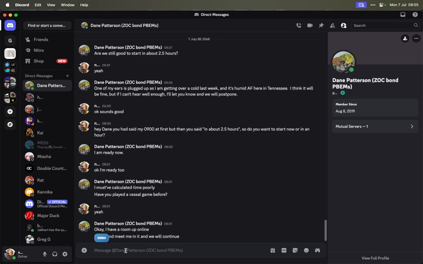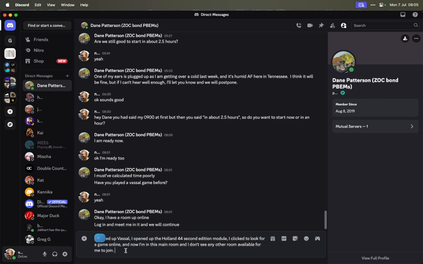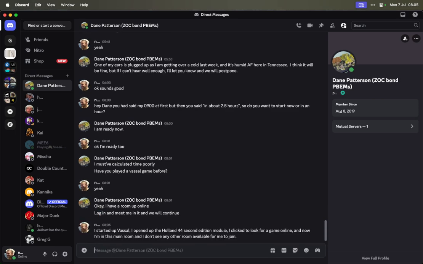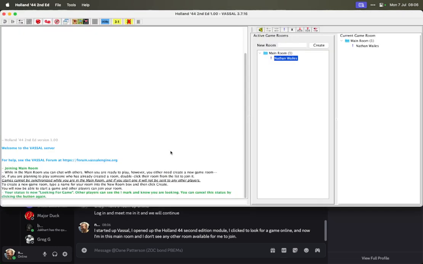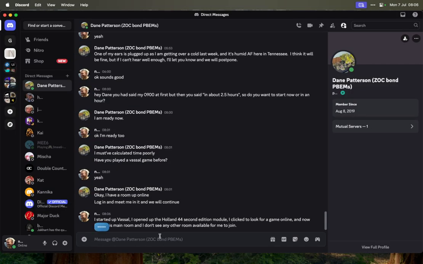I started up Vassal. I opened up the Holland 44 2nd edition module. I clicked to look for a game online, and now I'm in this main room and I don't see any other room available for me to join. Actually, I think I may have the old version of the Holland 44 module, so I think I need to install the new one. Hold on, let me check.